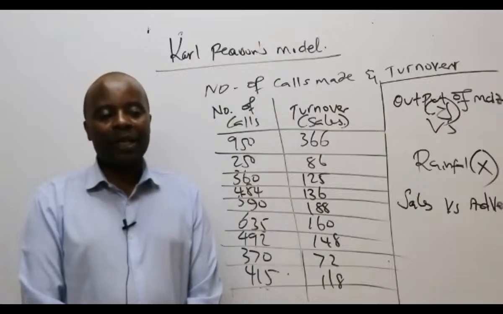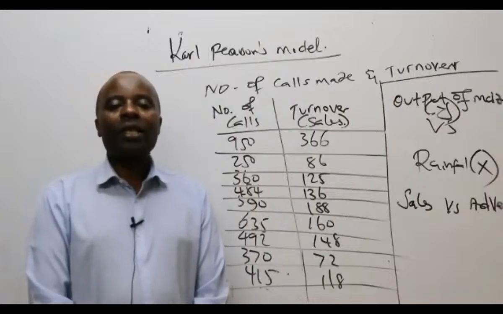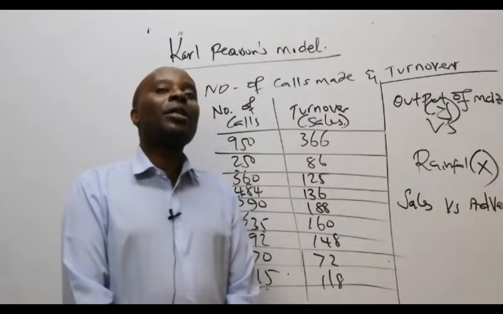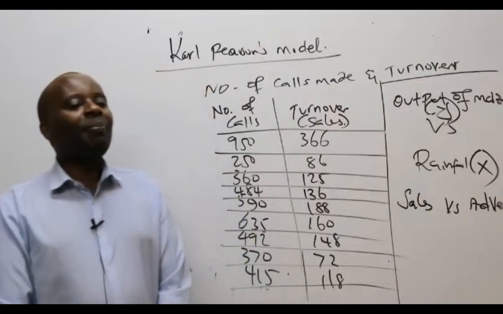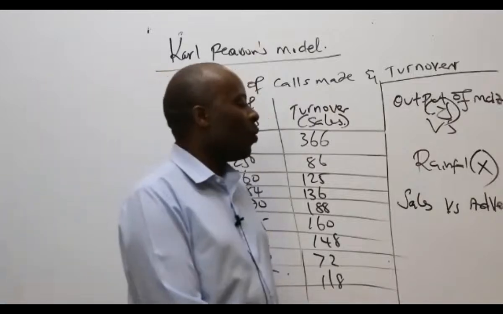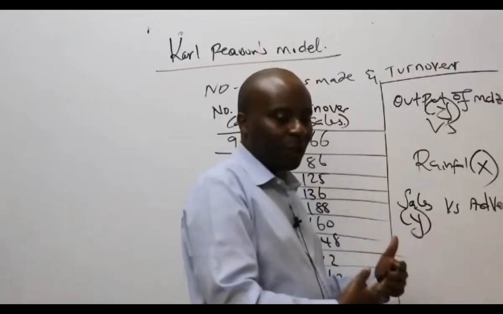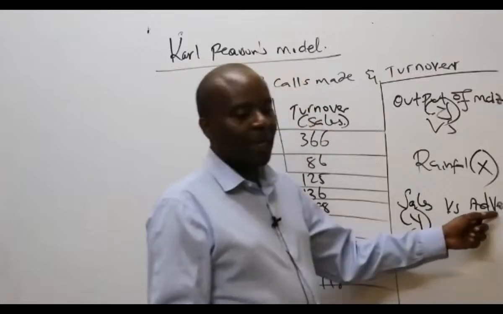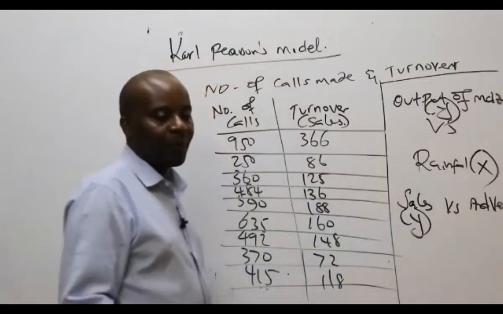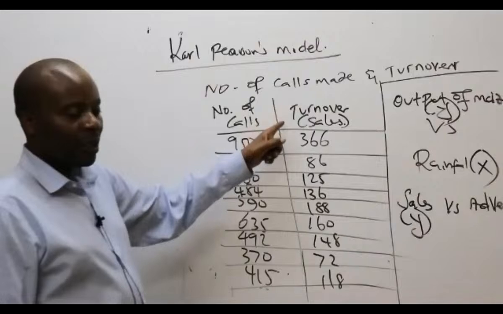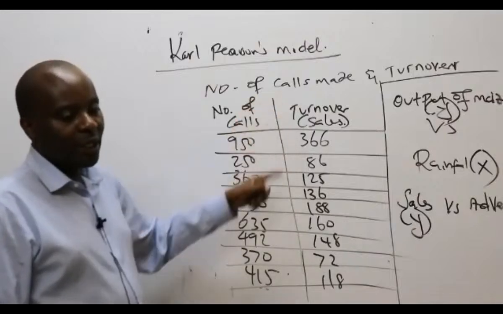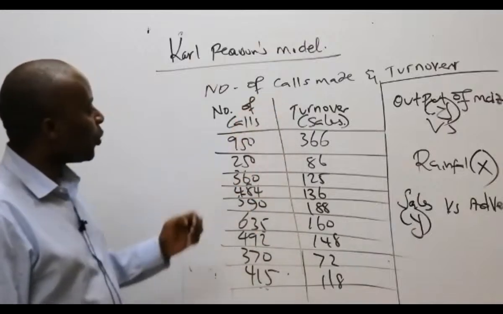So, ladies and gentlemen, you must always look at the variable that depends on the other. Like now here, Y will be sales because sales is a dependent. It's a function that is being influenced by advertising. So look at this thing keenly. Which one depends on the other?